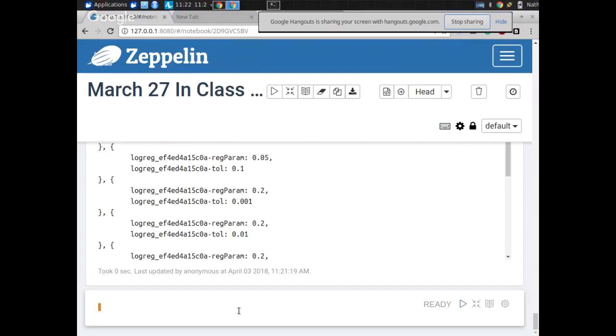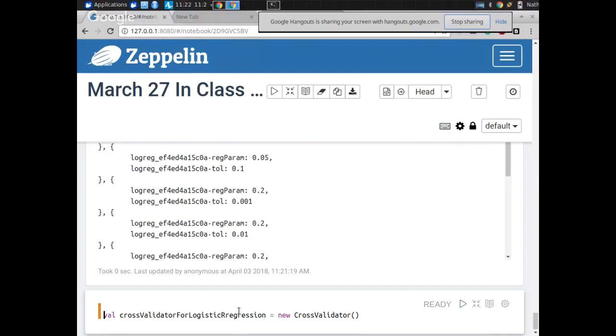What we're going to do here is to do the following. We'll say val cross-validator for logistic regression, okay? This is going to be a new cross-validator. Now, the cross-validator needs two key pieces of information to do its job. Does anyone want to hazard a guess? If you're a cross-validator, what things would you need to do your job? Sample size. Okay. Yeah, number of folds is good. I'll say three key things. Okay, the model.